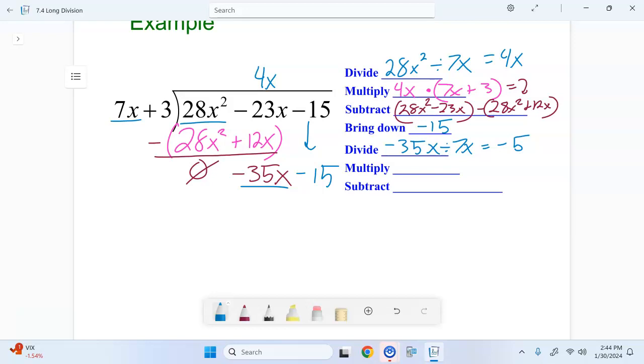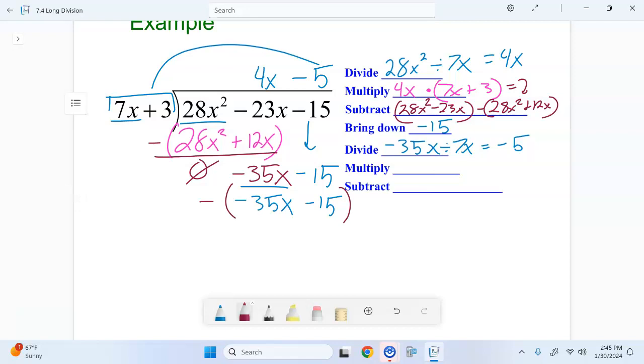Where does the 3 come into play? When we multiply. It's the only time you use it. So we divide, we get negative 5. Step 2 is to multiply again, so now it's negative 5 times that whole thing. That's where the 3 comes back in. Negative 5 times 7x is minus 35x. Negative 5 times 3 is minus 15. And then we subtract.